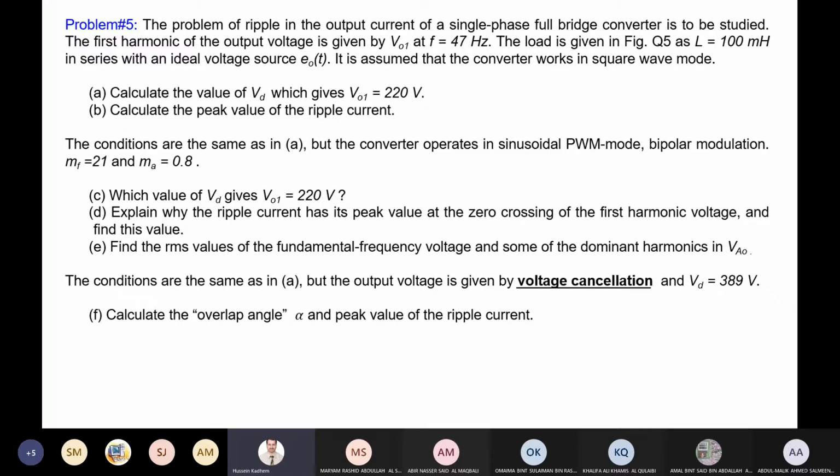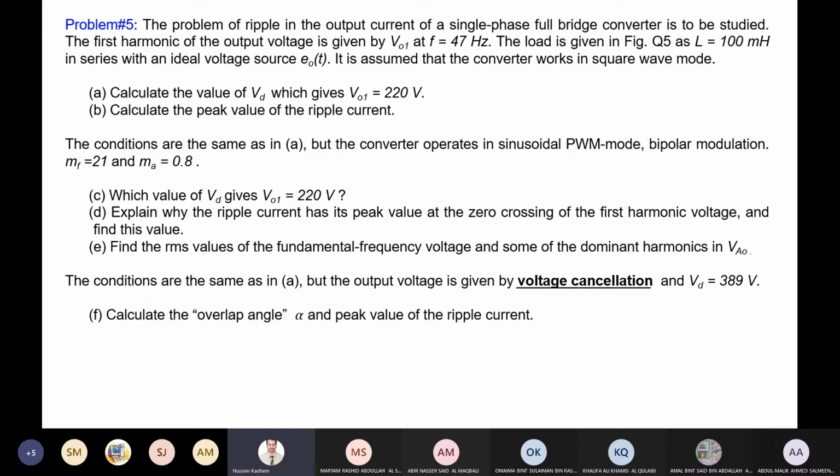The conditions are the same as in A, but the converter operates in sinusoidal pulse width modulation. Now, let's assume that our converter is not anymore square wave. It becomes pulse width modulation, bipolar modulation also. He gave you frequency modulation MF to be 21 and amplitude modulation MA to be 0.8. Let me see what he wants me to do. He told me which value of VD gives VO1.